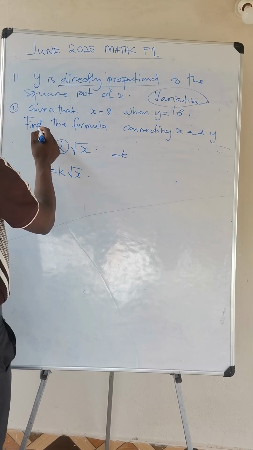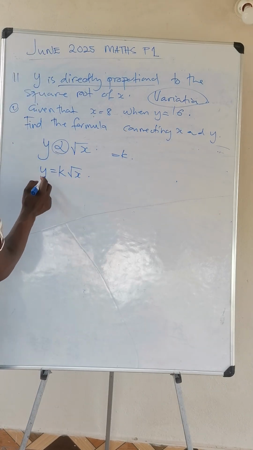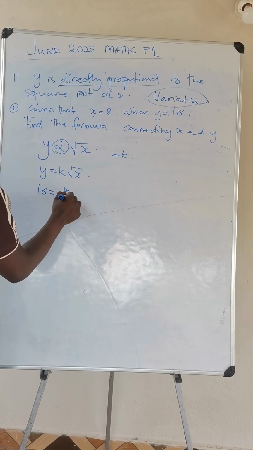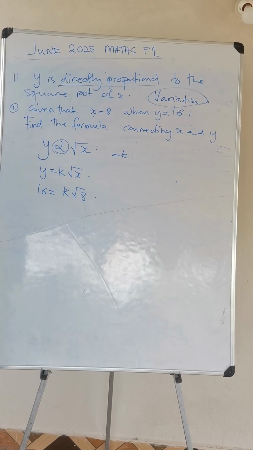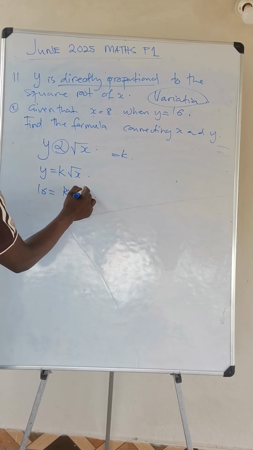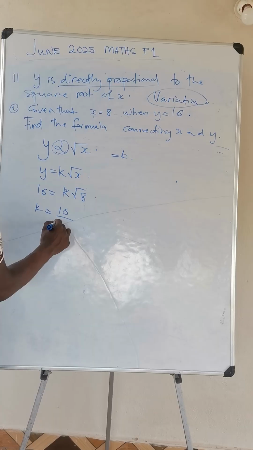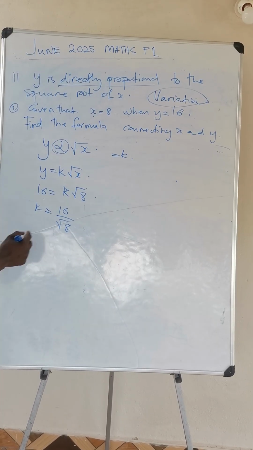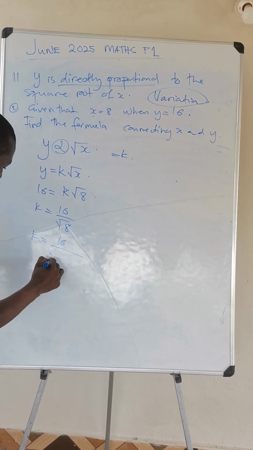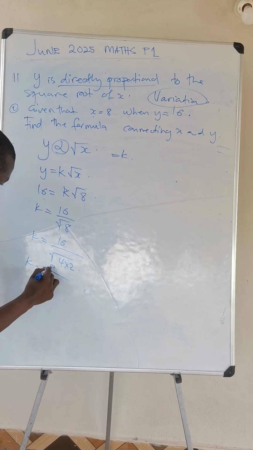Then the question says, find the formula connecting x and y given x is equal to 8 and y is equal to 16. Therefore, just substitute the values. 16 is equal to what? 16 is equal to k root of 8. Okay. Therefore, to find the value of k here, we just have to divide. So k is equal to 16 over root of 8. But here we can write it as k is equal to 16 over what? Over root of 4 by 2. Therefore, k is equal to 2.